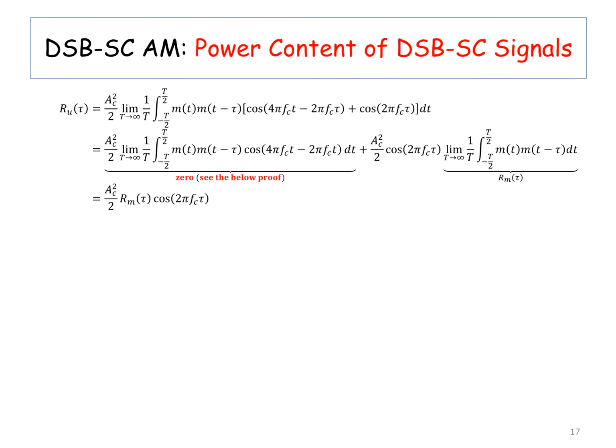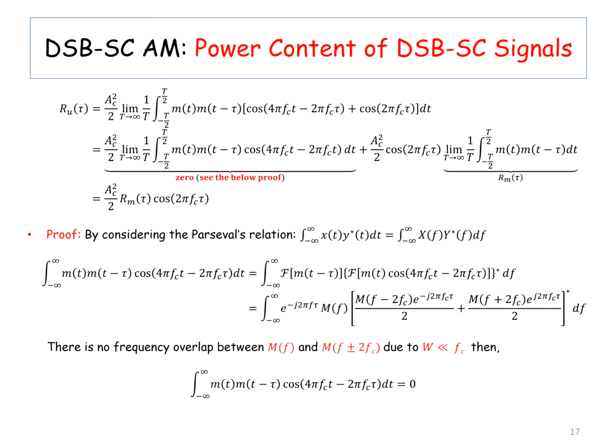There are two main terms in the final expression. Regarding the first term, through Parseval's relation, it is easy to prove that there is no frequency overlap among the components of the first term. Therefore, the first term is zero. The second term includes the time average autocorrelation function of the message signal, as given in the final expression.